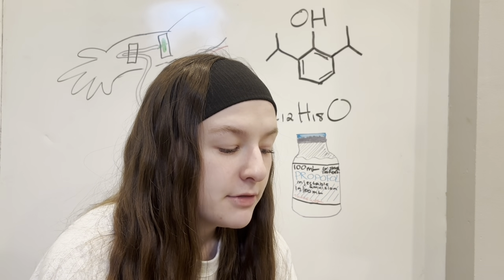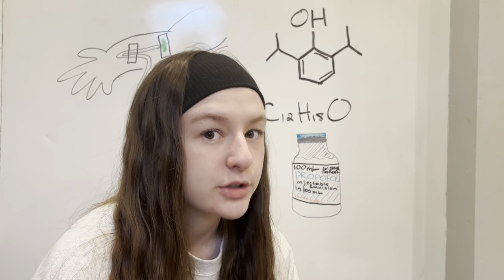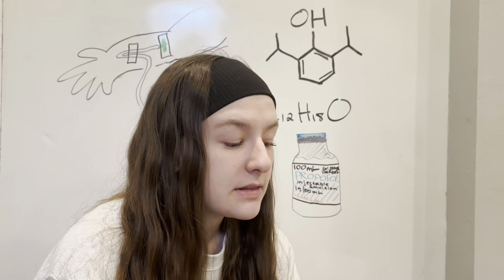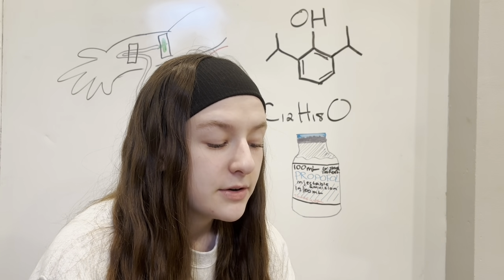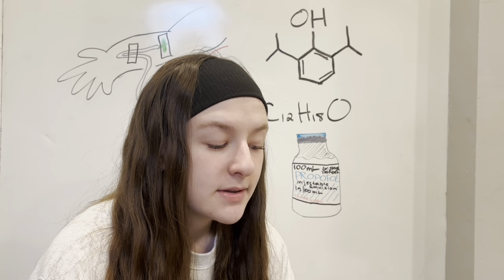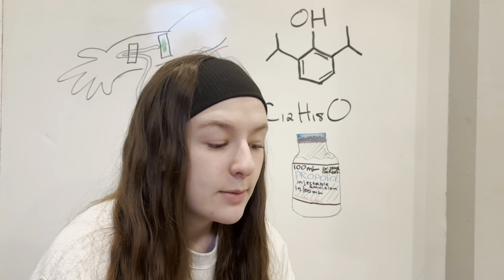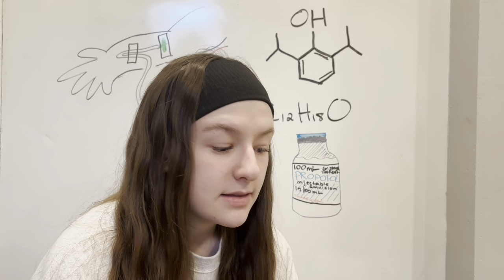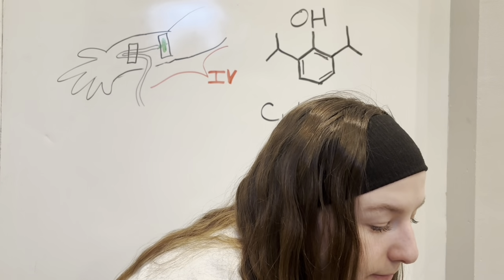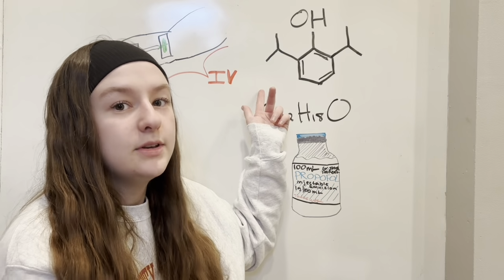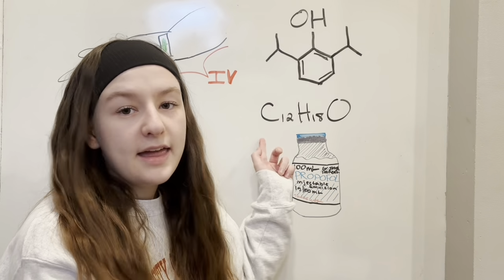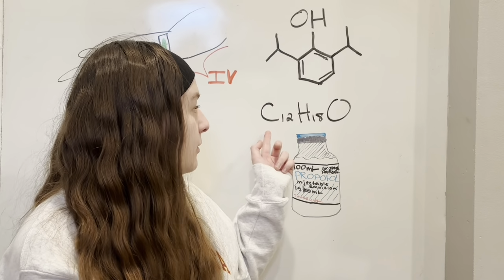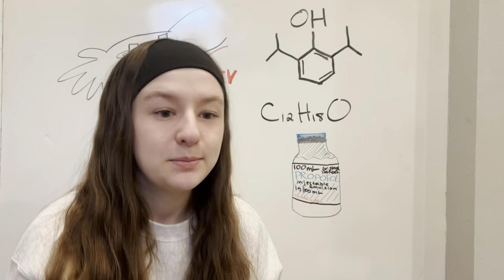Propofol is a sedative that works by agonizing or turning on GABA receptors in the central nervous system. The GABA neurotransmitter working on GABA A receptors are the main inhibitory pathway in the central nervous system. They work like a silencer on your nerves. Here I have drawn the 2D structure of Propofol and the chemical formula of Propofol, which is C12H18O.